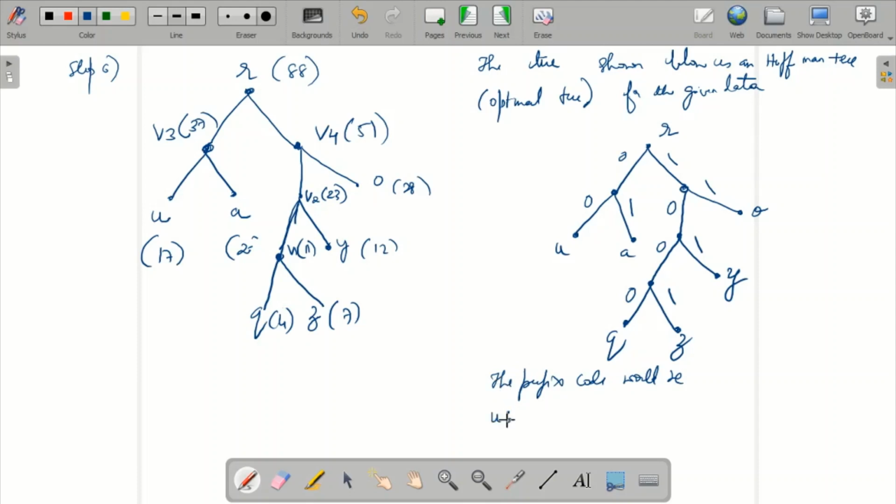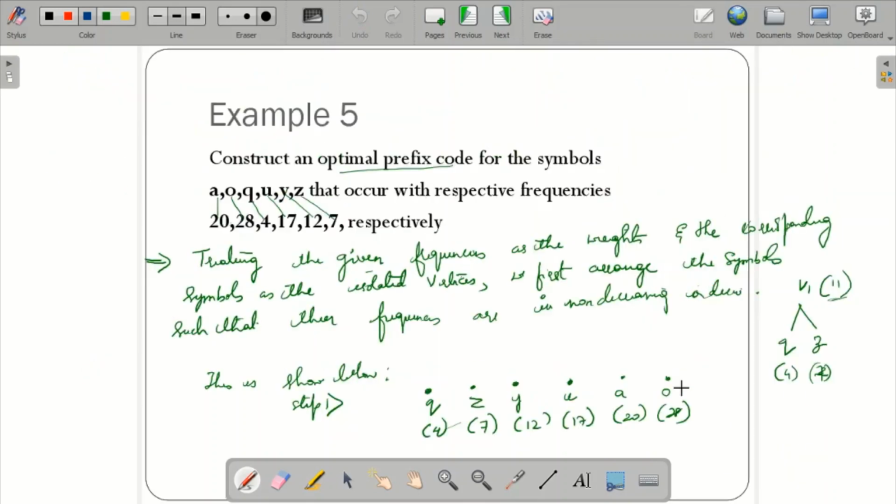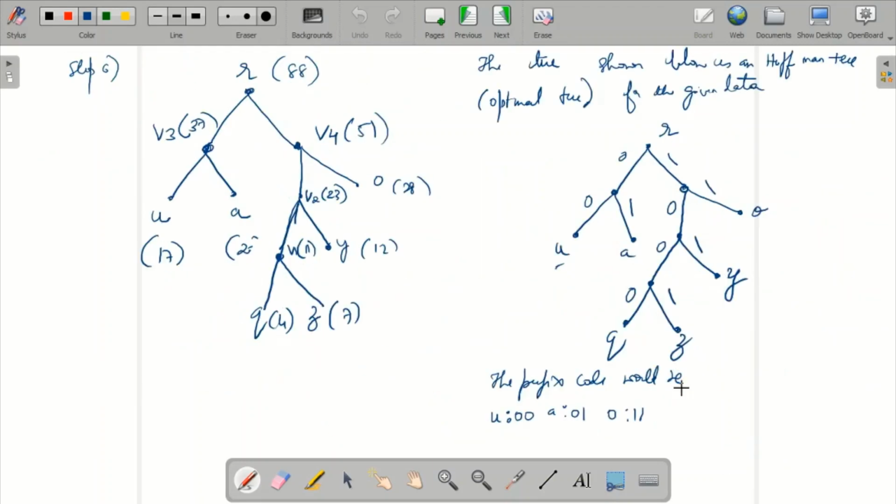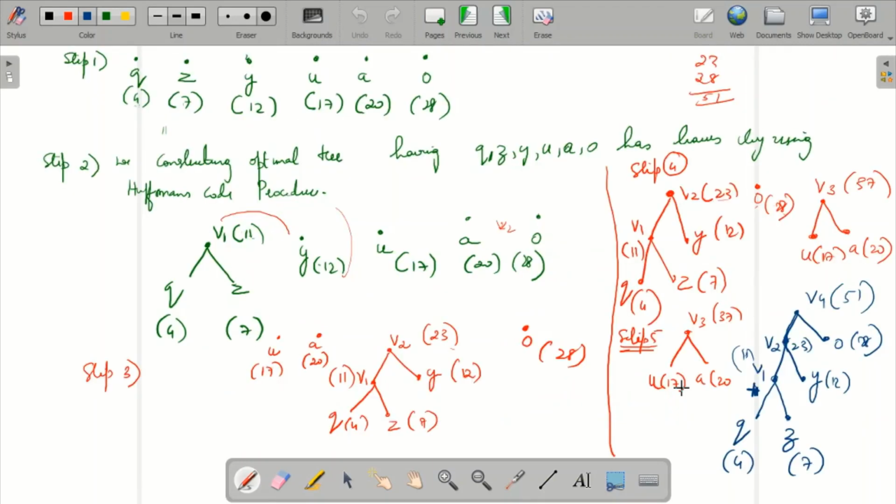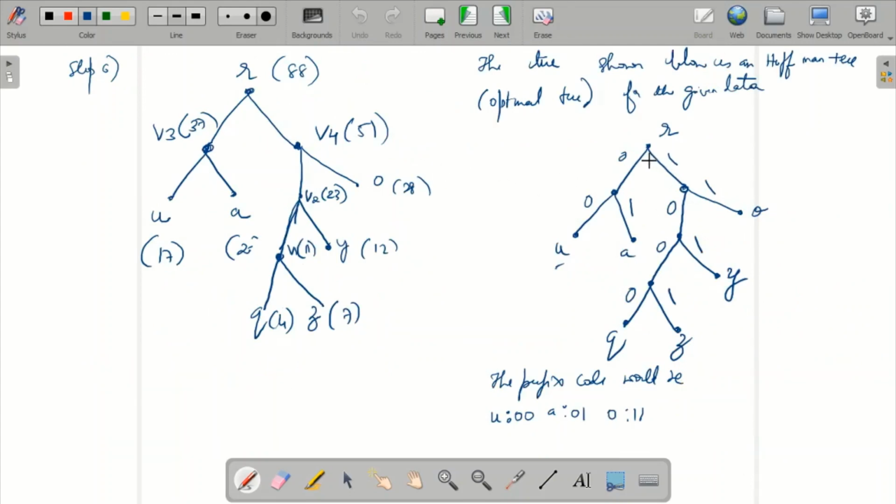for U it is 00, for A it is 01, for O, the next level, it is 11. For Y you can take anything; you can take Y also, so it is 101. Or if you want to follow the alphabetical order given in the question, A, O, Q, U, you can go that way also, however you have ordered. For Y it would be 101, and Y is done, O is done.